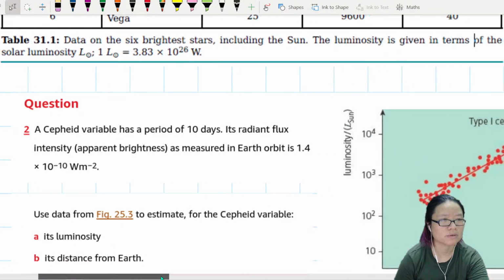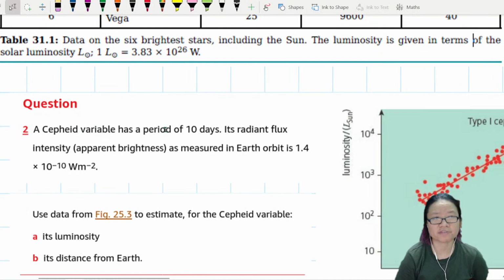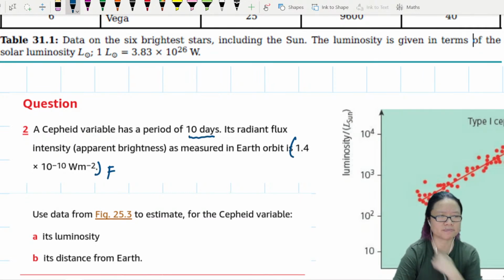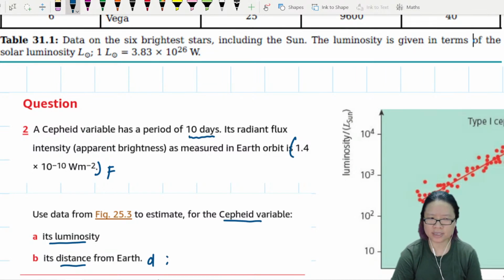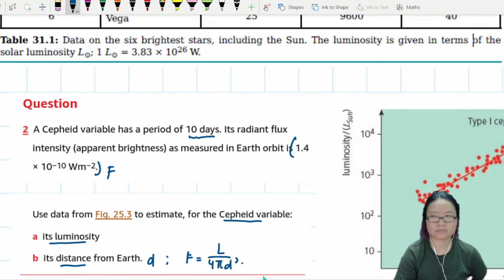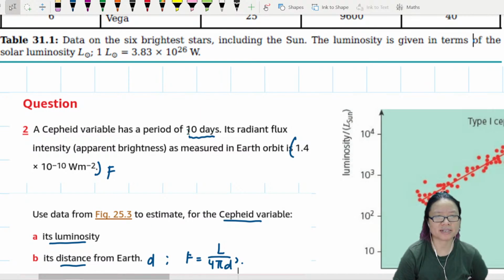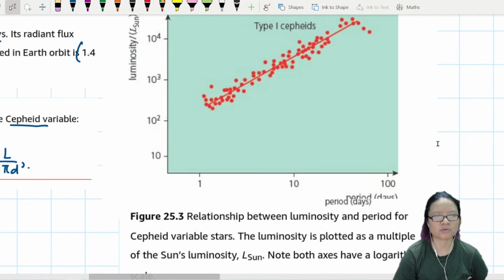Okay, so in this question, it says that the Cepheid variable has a period of 10 days and its radiant flux intensity, apparent brightness, as measured in the Earth orbit is 1.4 times 10 to the power negative 10 watt per meter squared. So I have F, and this is the period, 10 days. Use the data from this graph to estimate for the Cepheid variable what is the luminosity and the distance from the Earth d. So to find d, I'm pretty sure that I'm going to use F equals L over 4 pi d squared. That equation. But what I need is L. So they say use the graph, and then they say 10 days. So now I'm going to stare at the graph a bit.